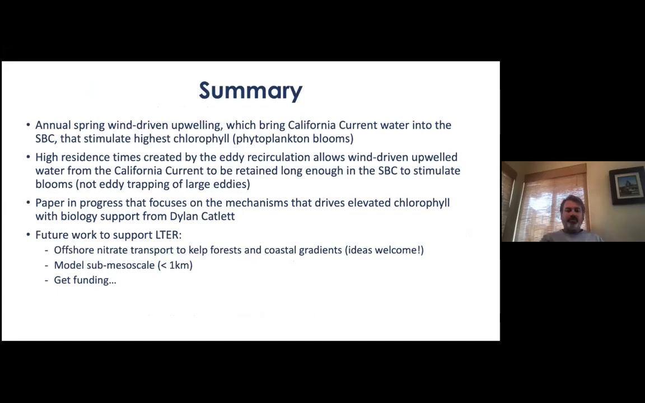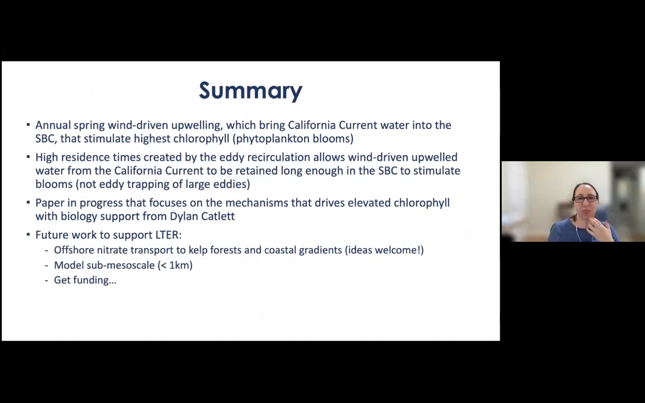Okay, so in summary, the modeling basically supports a lot of the hypotheses that people have been able to observe, which is that there's an annual spring-driven upwelling event that basically causes the strongest chlorophyll concentrations, or phytoplankton blooms, in the channel. And this happens every single year.